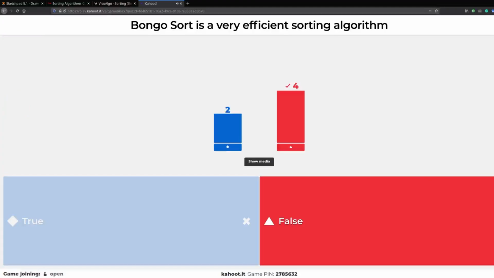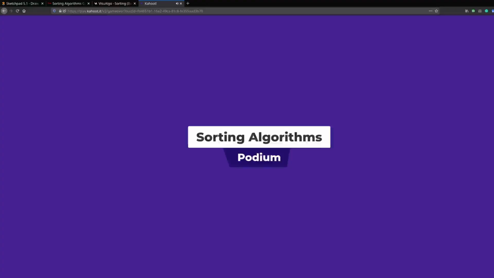Alright, yeah, so I didn't go over this very much, so this was kind of a hard question. But bongo sort is kind of a joke algorithm. What it does, if you remember the video, is it randomly places them and checks if it's in order. If you want, you can even go on YouTube. There's like 10-hour bongo sort attempts where it doesn't even get it right. Very, very inefficient algorithm.